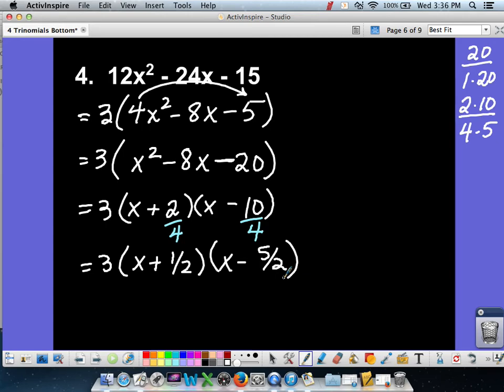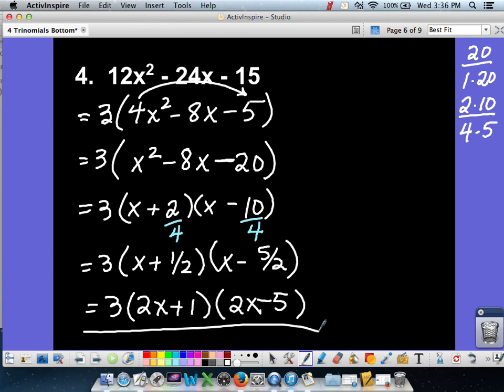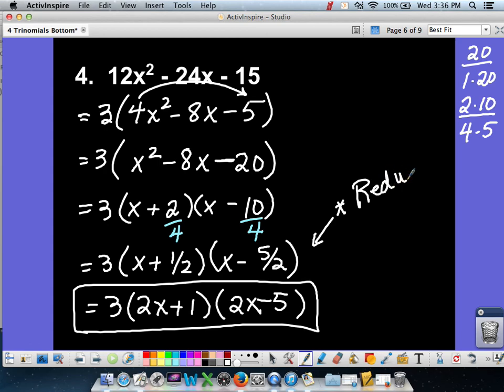Now that you've reduced, keeping the common factor of 3, bottoms up. 2 comes up, 2x plus 1. 2 comes up, 2x minus 5. And then this would be my final answer, to include the greatest common factor. Really note right here, you must reduce your fractions before you bottoms up. You should actually always reduce your fractions, any fractions that you have. So reduce your fractions before you bottoms up.